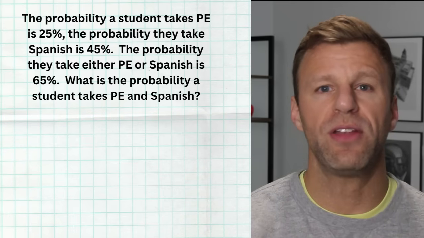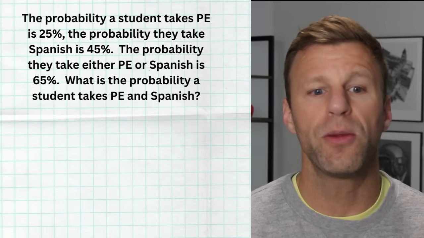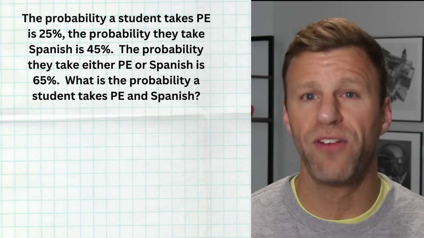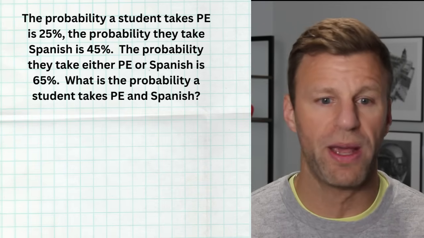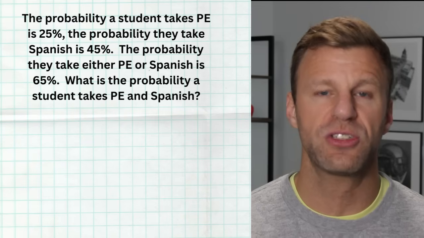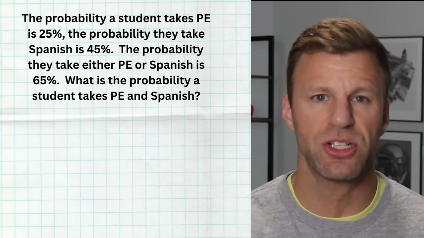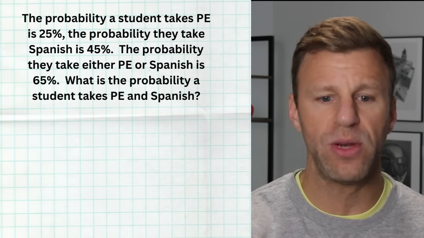So here we are given that the probability that a student takes physical education is 25%, the probability that a student takes a Spanish class is 45%, and the probability that they take either physical education or Spanish is 65%. What is the probability that they take both physical education and Spanish? So again, we're given, of those 4 things in the formula, we are given 3 of them.